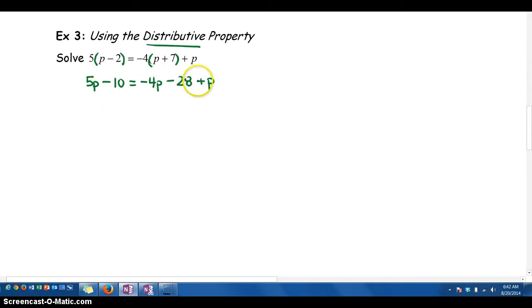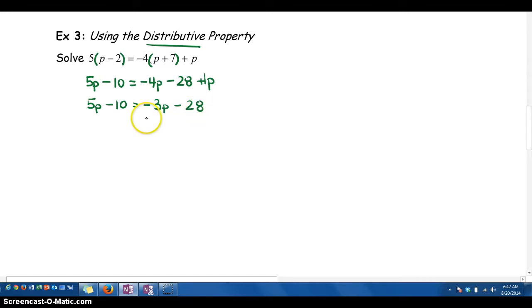Now, I do notice we have a lot of p's, so I'm going to start condensing some of them. So 5p minus 10 I'll leave alone because I can't combine those two numbers. But on the right side of the equation, I have negative 4p plus 1p. So that will result in negative 3p minus 28. Once I have a p on both sides, this becomes very similar to example number 2.